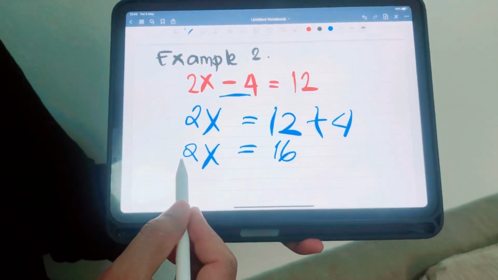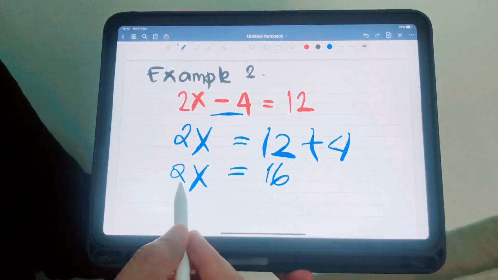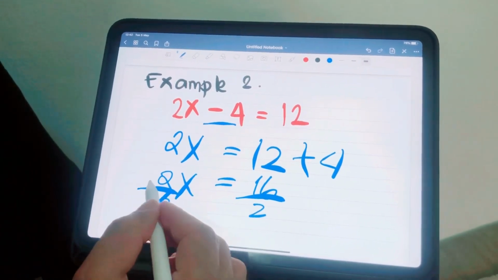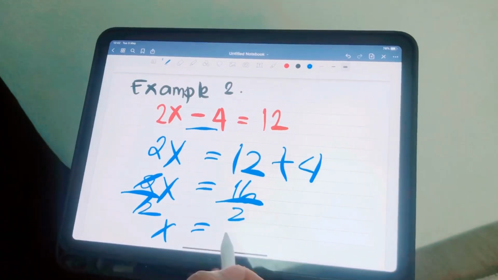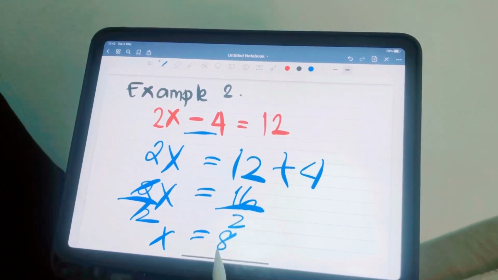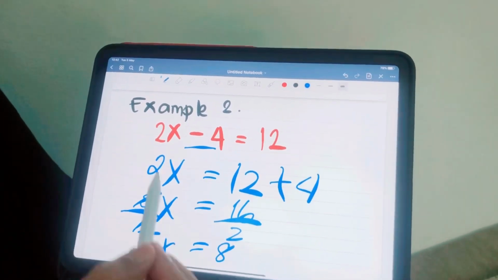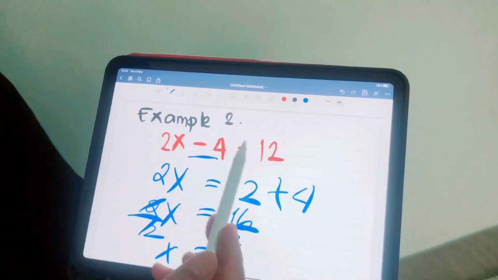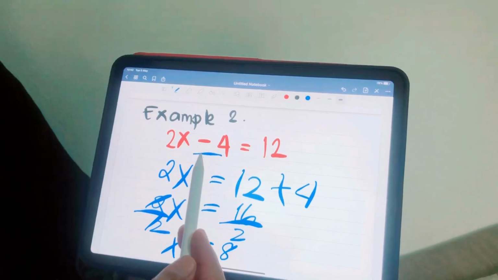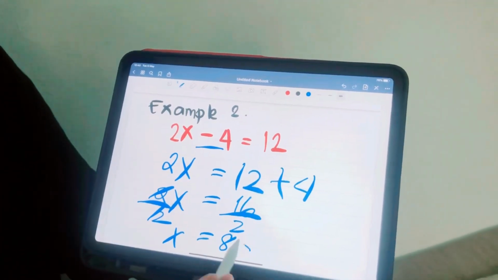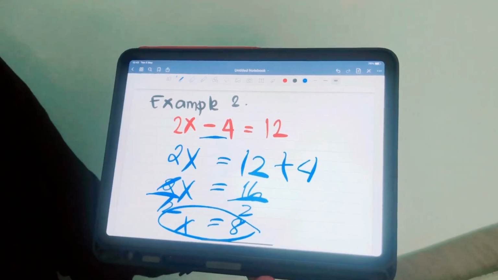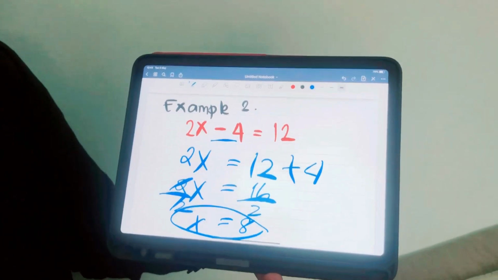Since we have 2 here as the coefficient of x, we will divide both sides by 2. So we will cancel that one. So x now is equal to 8. If we replace x with 8, that will become 16 minus 4, which is 12. So the two sides of the equation are equal, 12 is equal to 12. Therefore, 8 is the solution of example number 2, 2x minus 4 equals 12.